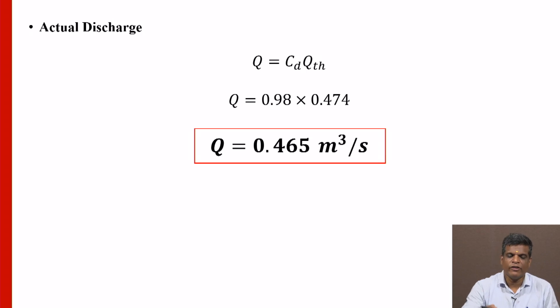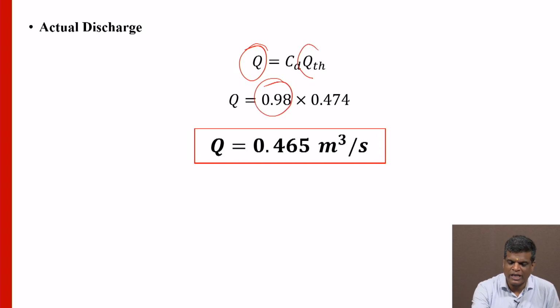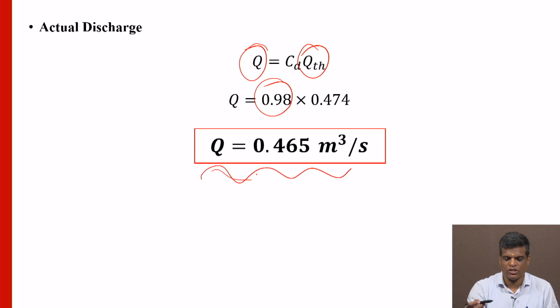Once this is done, finally we have to get the actual discharge. That is Q equal to CD, which is 0.98, the coefficient, times the Q theoretical value. Finally we get the actual discharge, the volumetric flow rate. So we got it from this problem.